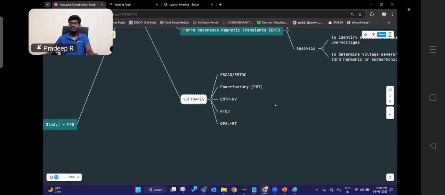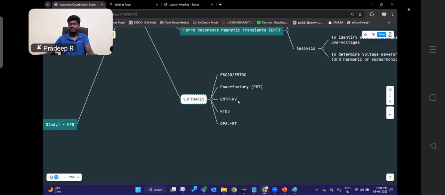Like in the previous webinar, I explained the difference between RMS versus EMT, and why we prefer PSCAD dedicatedly for electromagnetic transients. All the advantages we have seen, right? In PowerFactory, both modes are there, RMS and EMT. In the EMT mode, we can perform all the things, switching studies, lightning studies, in PowerFactory also.